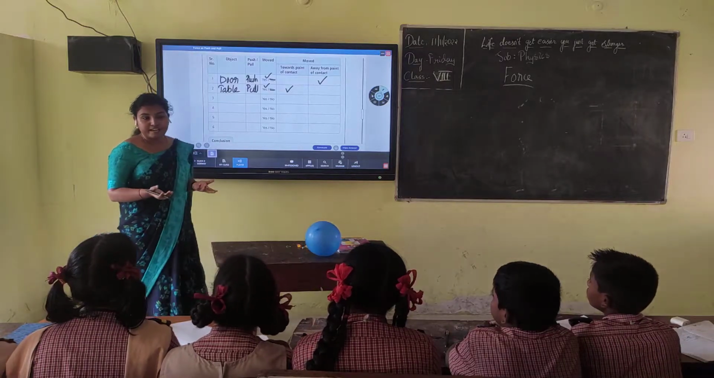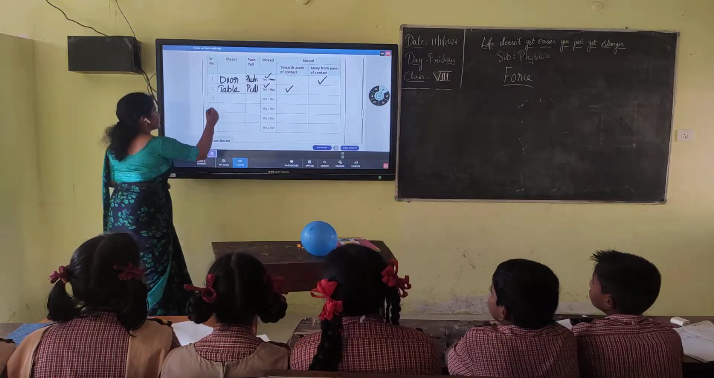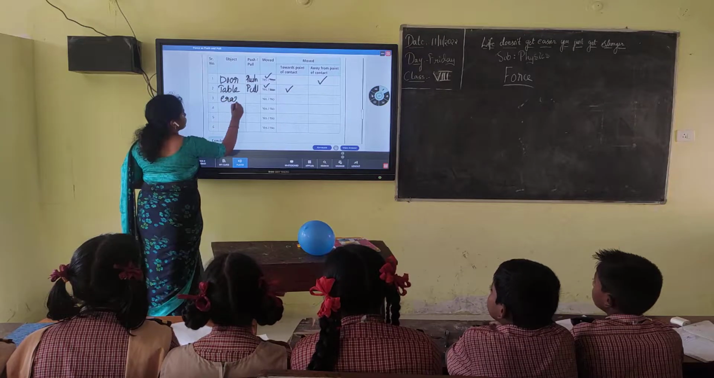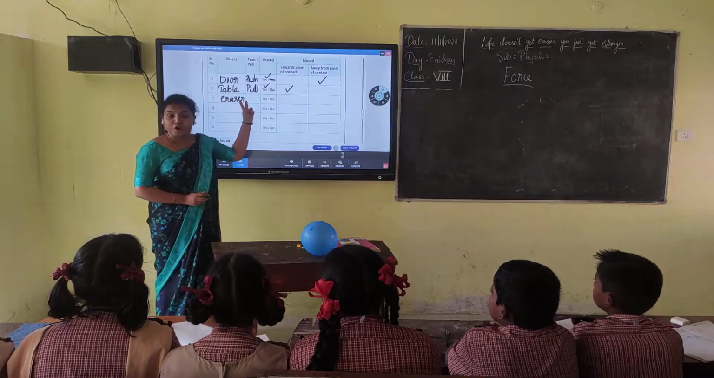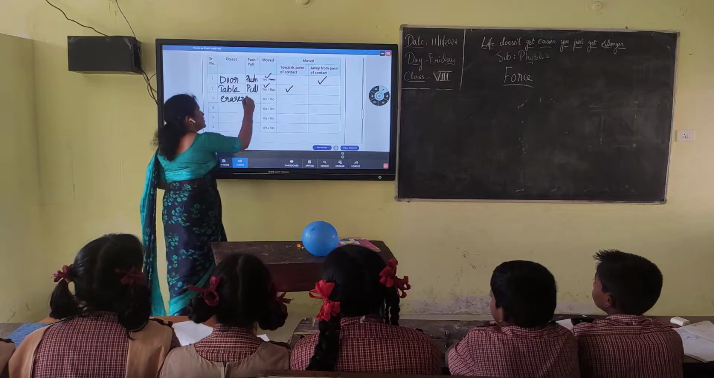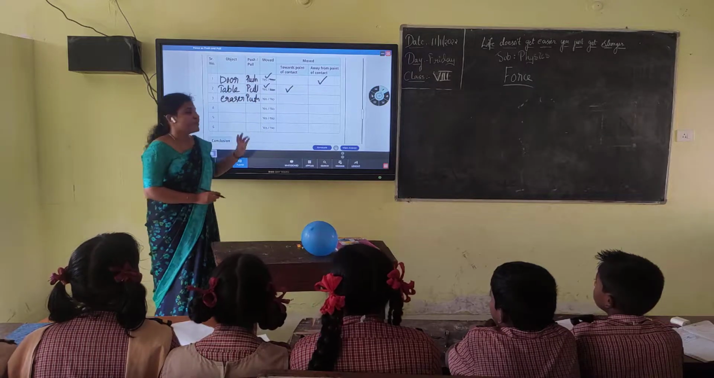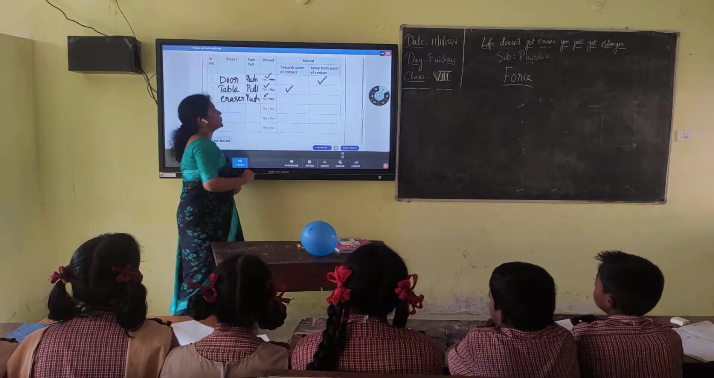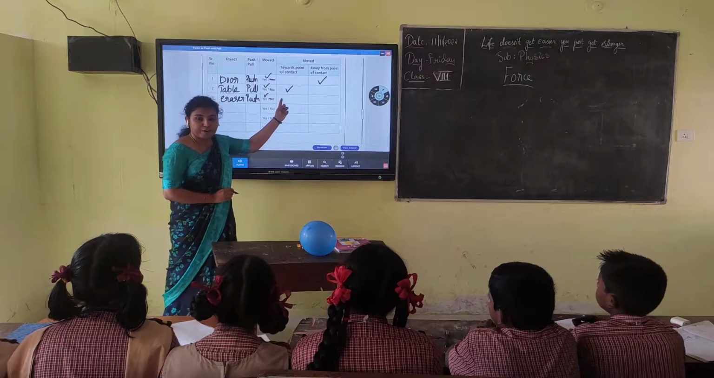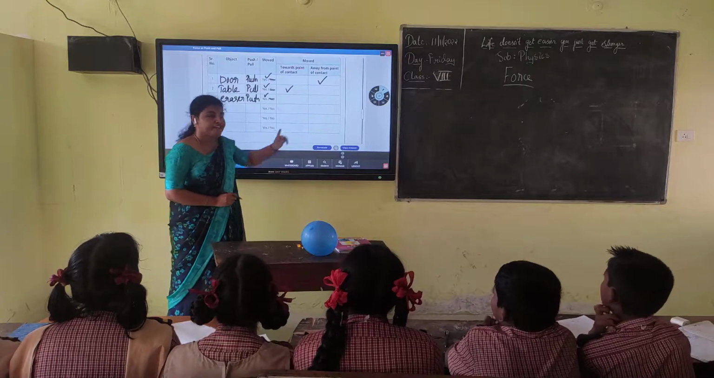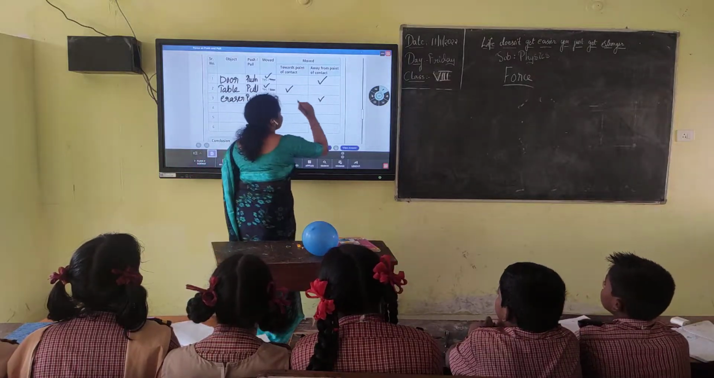Next, can you see another object? Eraser. Is it pushing or pulling? Push. Yes, we push the eraser. Then does it move? Yes, obviously it will move. Does it move towards the point of contact or away from the point of contact? Away. It will move away from the point of contact.